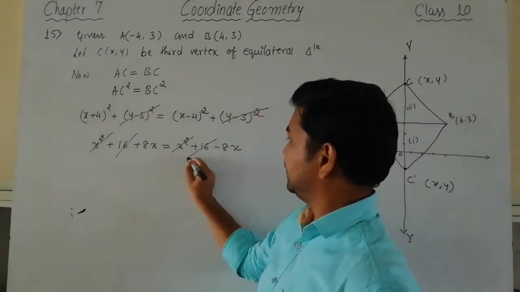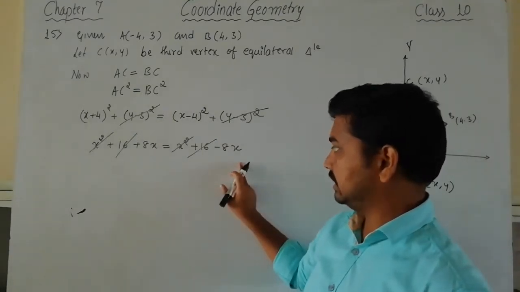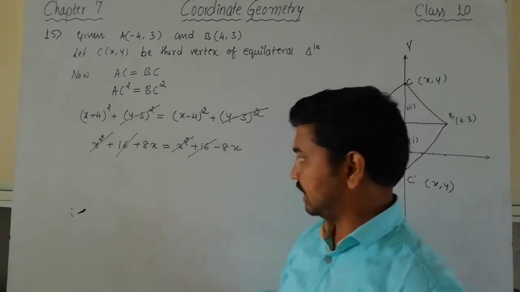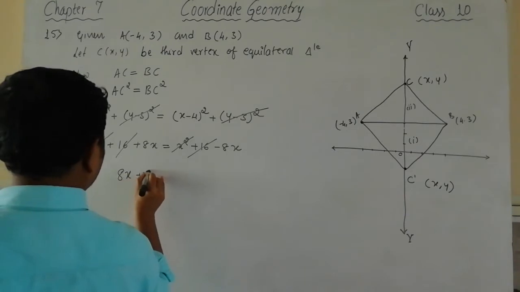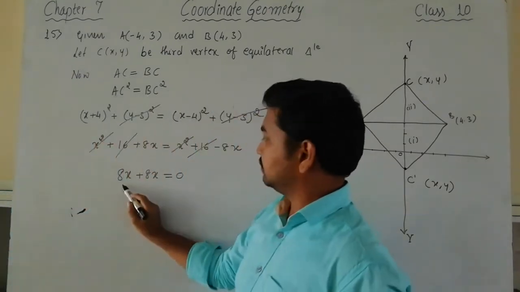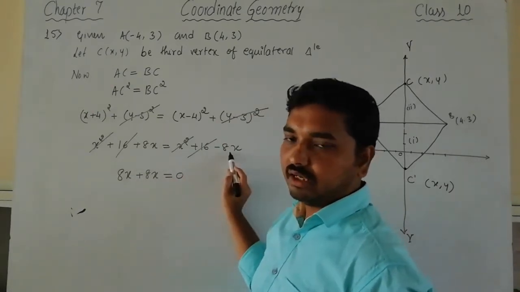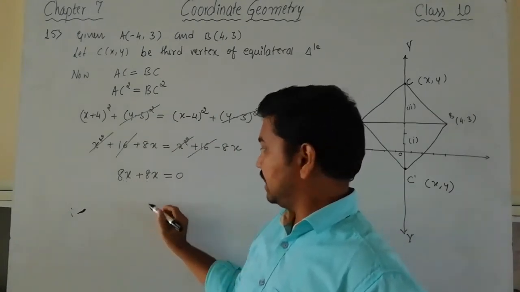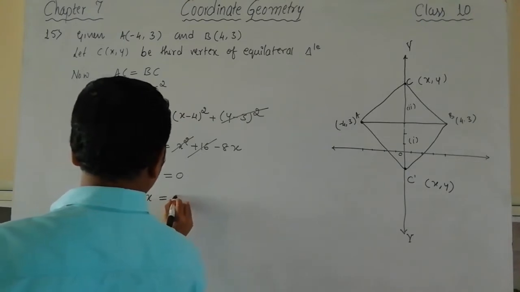Plus 16 minus 16 will get cancelled, but here plus 8x is there, here minus 8x is there, and shifting this minus 8x towards the left hand side, it will become plus 8x, and then once again plus 8x is equal to 0. So the first one is this term 8x, and on shifting minus 8x towards the left hand side, it will become plus 8x. 8x plus 8x becomes 16x, so 16x is equal to 0.